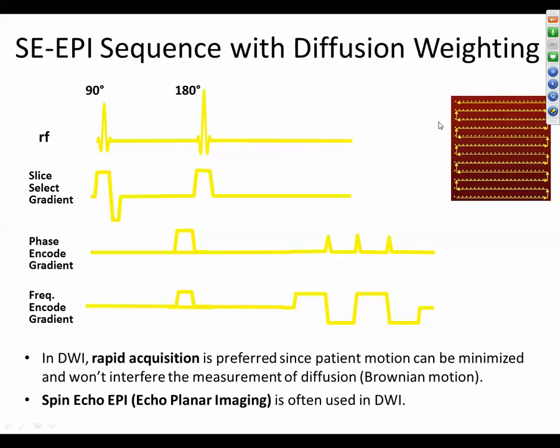The last time we introduced the EPI, it tries to acquire all the lines in one TR, and also uses this type of trajectory from left to right and right to left. But if you use fast spin echo, then always left to right. So that's just some details. The main idea is EPI is a very fast imaging sequence. So we use spin echo EPI for the diffusion weighted sequence. So when we see diffusion weighted on a brain MR, it's most likely a spin echo echoplanar sequence.